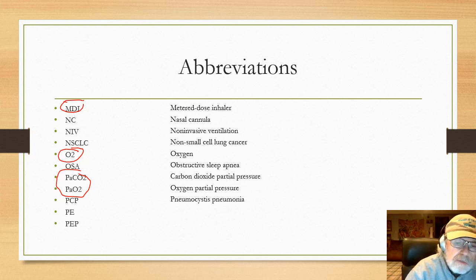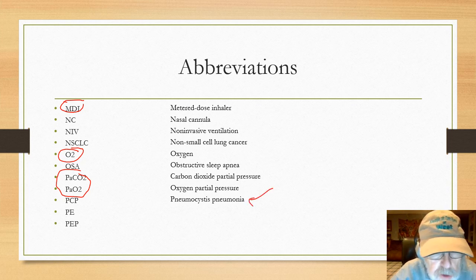PCP, pneumocystis pneumonia. Let me just mention one thing about it. What they find is pneumocystis is basically a bacteria that lives in almost all of our lungs. Here's the problem.